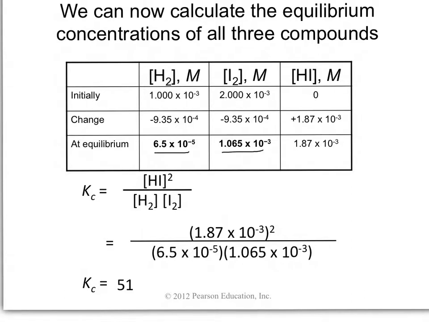So now, finding the equilibrium constant is simply a matter of plugging in these values. For H2, 6.5 times 10 to the minus fifth molar. For the I2, 1.065 times 10 to the minus 3 molar. And recall we were given this value here for HI, and doing the math we get the equilibrium constant is equal to 51.